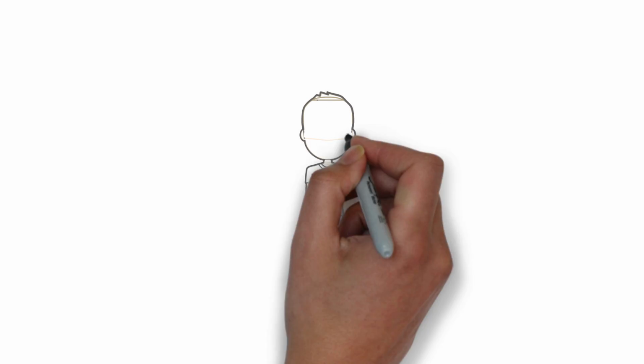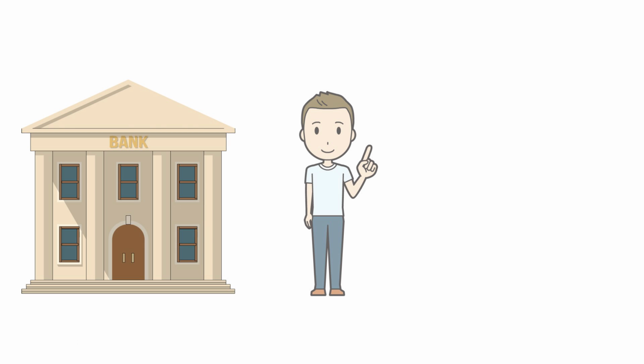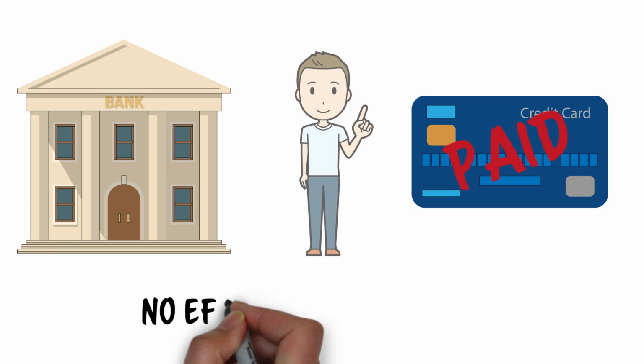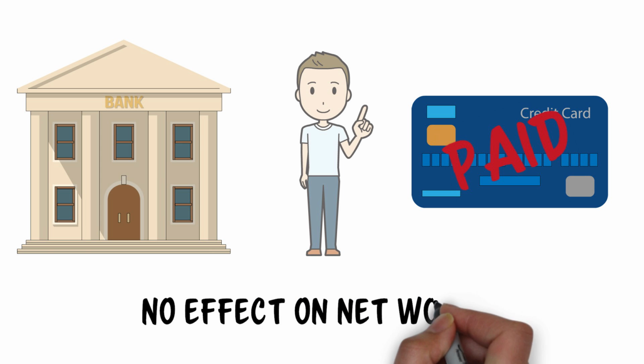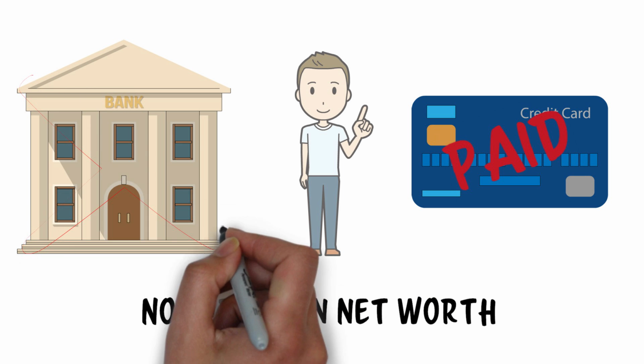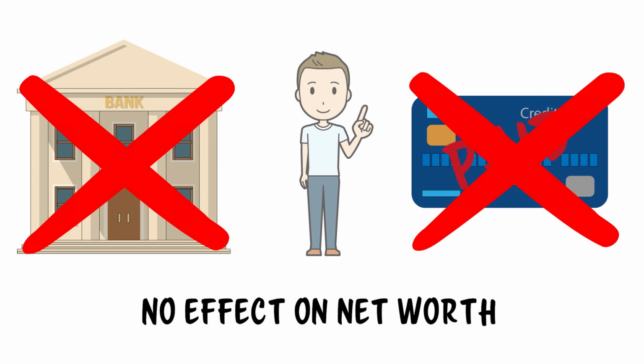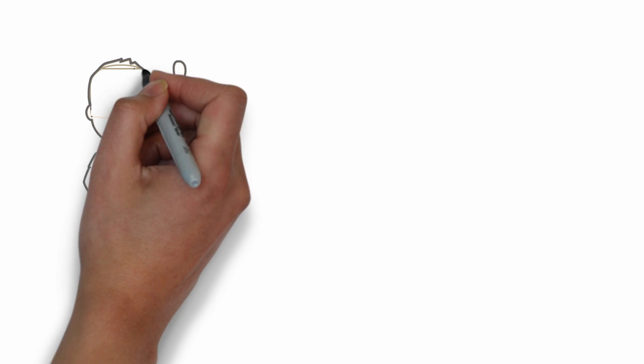Let's say you use money from your bank account to pay down or even pay off a credit card balance. Although this is typically a good thing to do, it's not going to impact your net worth, since you're reducing an asset and a liability at the same time in the same amount. These two essentially cancel each other out.